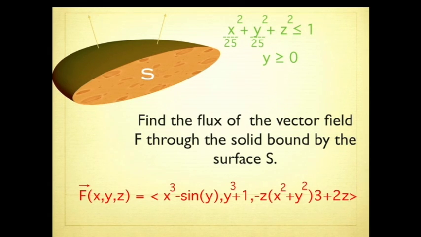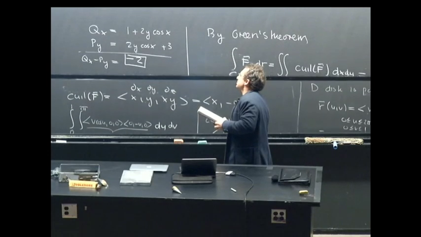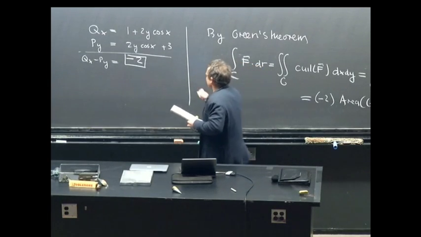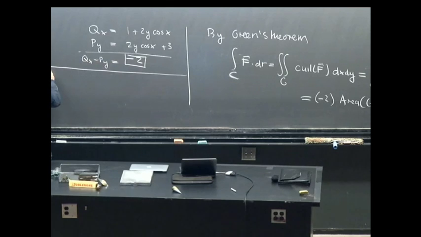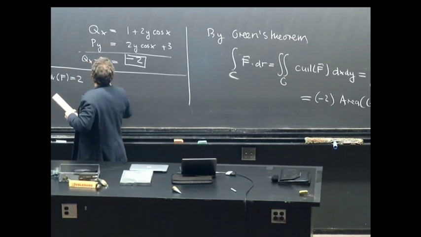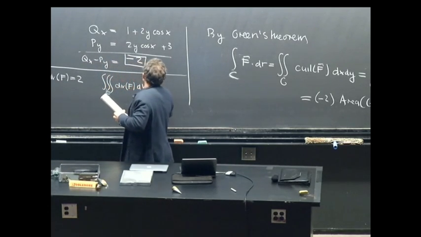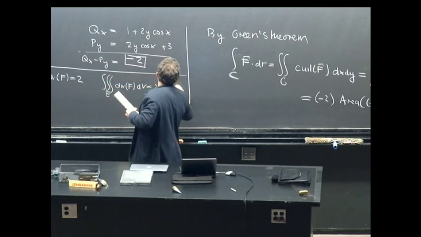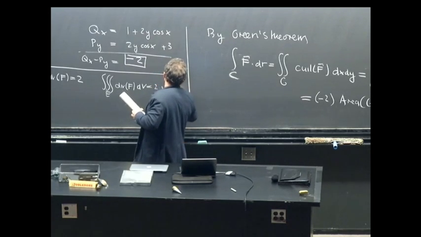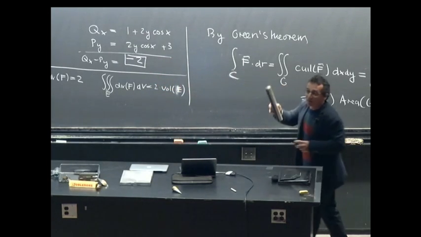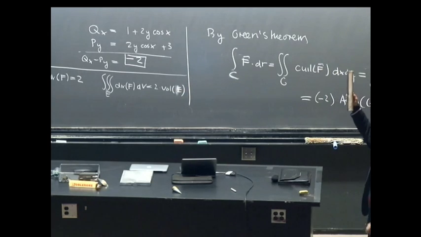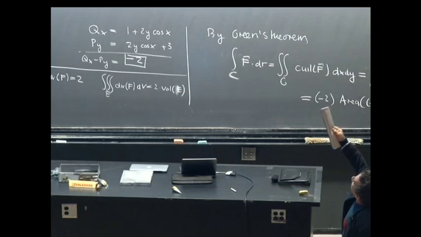What was the divergence? What is the divergence of F? So the divergence is 2, right? So we can do that here. The divergence of F is 2. So that integral of the divergence of F is just 2 times the volume of the cheese. And this is a half ellipsoid. What is the volume here?